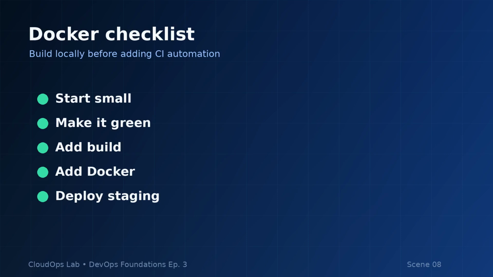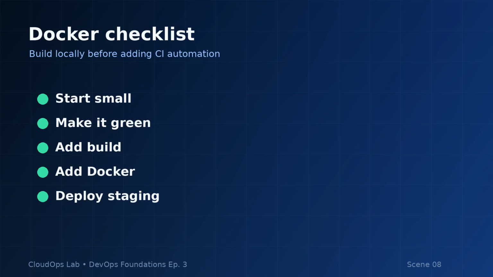Here is a practical Dockerizing checklist. Create a Dockerfile. Choose the right base image. Set a working directory. Copy dependency files first. Install dependencies. Copy the source code. Build the app if needed. Expose the application port. Set the startup command. Add a .dockerignore file. Build the image locally. Run the container locally. Then add the build step to your CI pipeline.